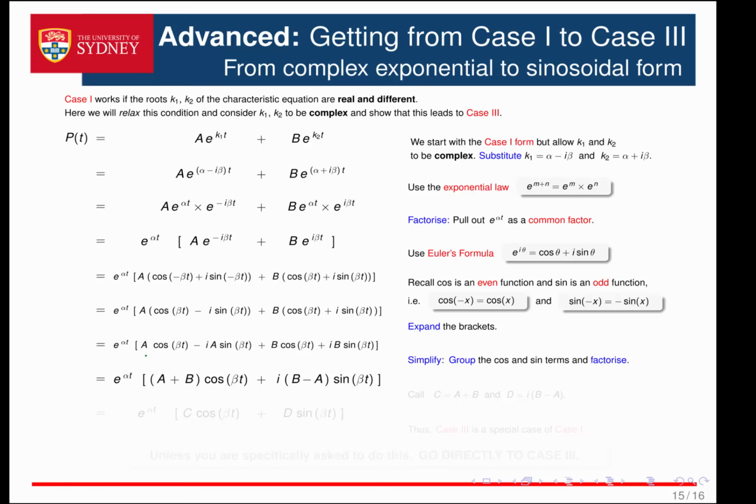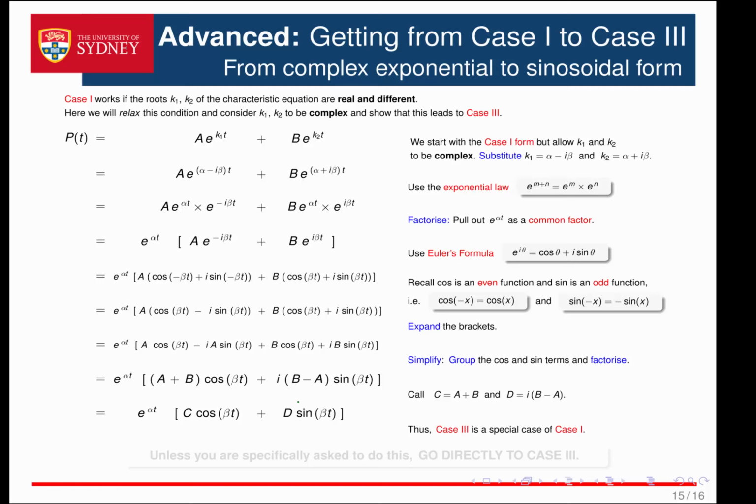Finally, we group together the cos terms, where we have taken out cos as a factor, leaving a plus b times cos of beta t. Similarly, we group together the sine terms, where we have taken out sine as a factor, leaving i times b minus a times sine of beta t. We now rename the constant a plus b and call all of it c. Similarly, we rename the constant i times b minus a and call all of this d. The result of this last step is that the solution is in the form of case 3.